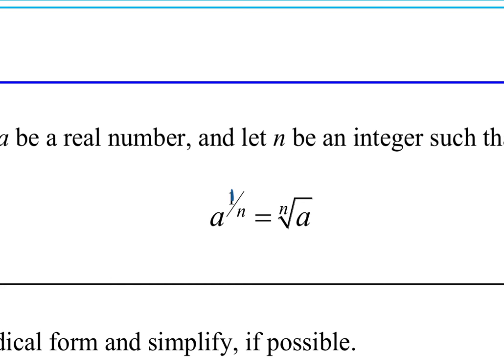So if it was the 1/2 power, it would be the squared root. If it was the 1/3 power, it would be the third root or the cubed root. Looking at this first example, we have the 1/2 power. So the 1/2 power is the same as the squared root.